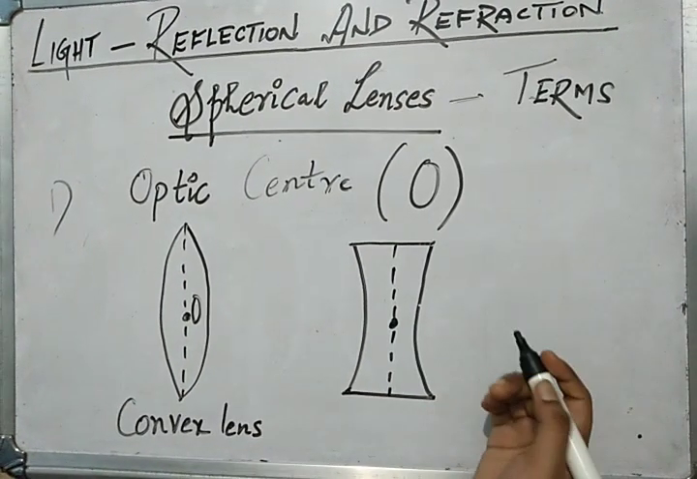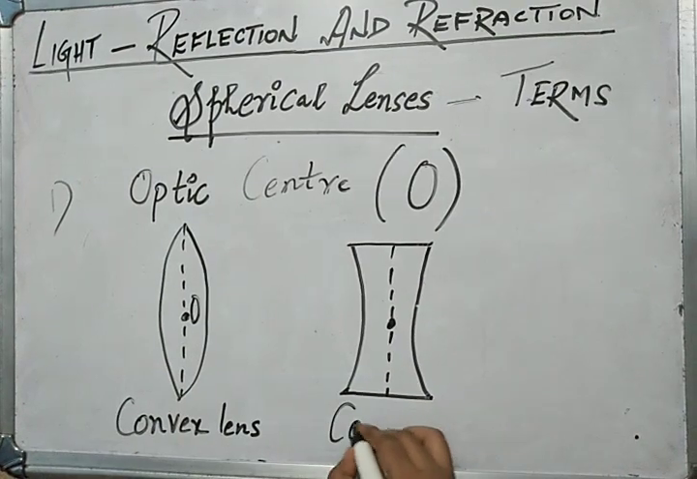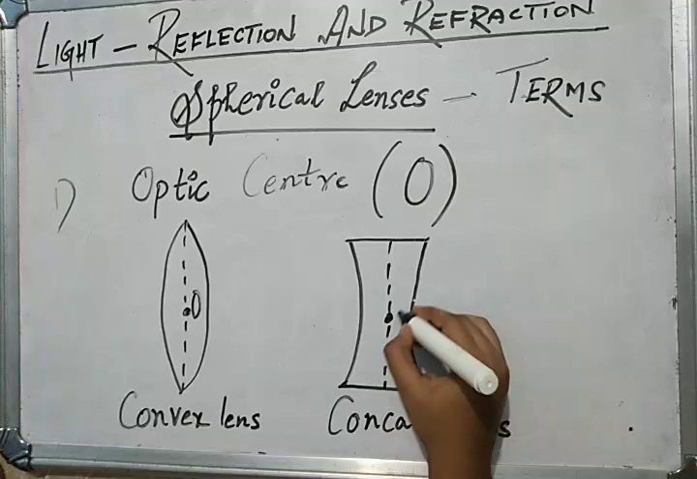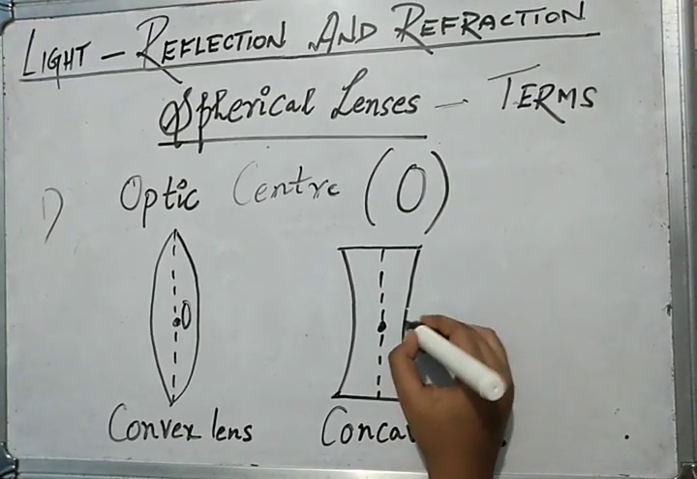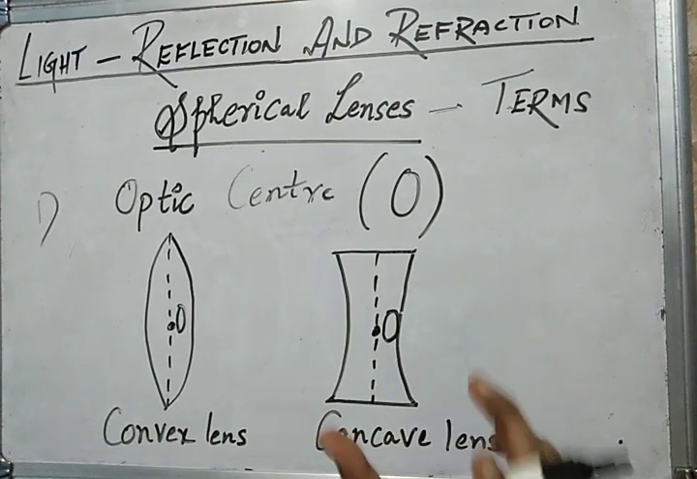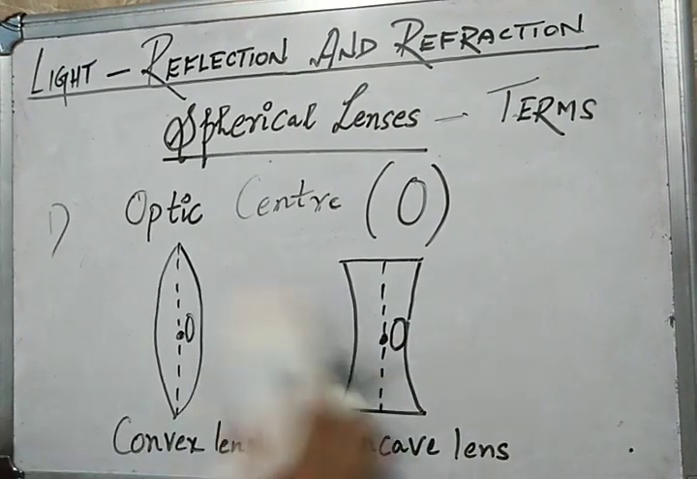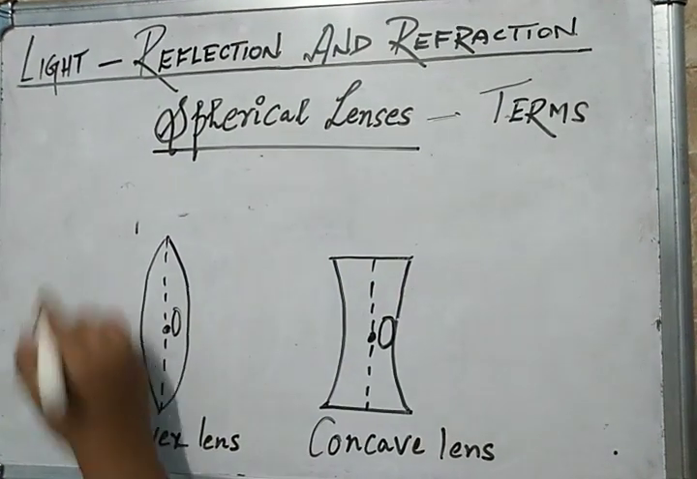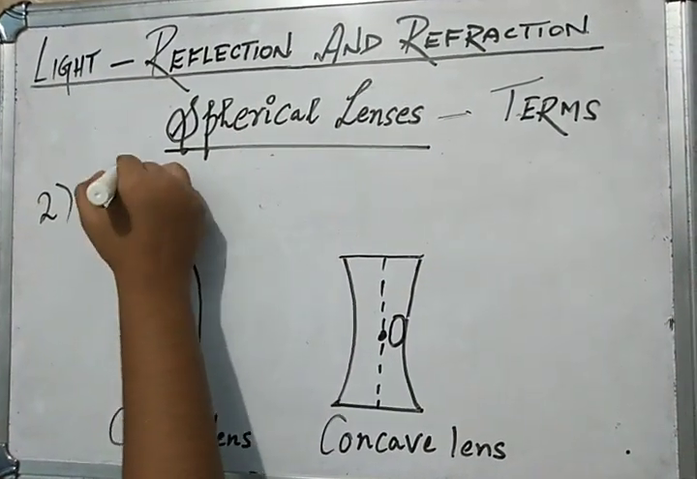This is the center of the concave lens. This center point of this concave lens is known as its optic center O. Alright, this was about the optic center. Then the second one is aperture.